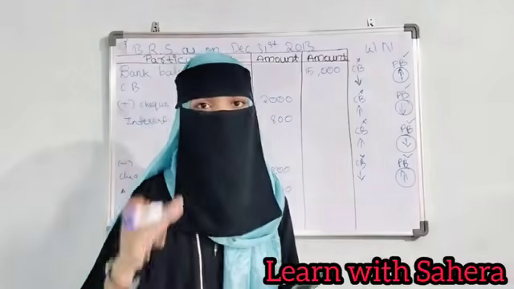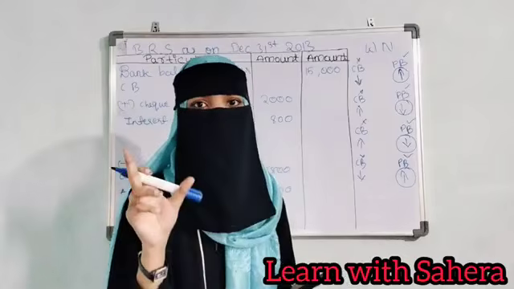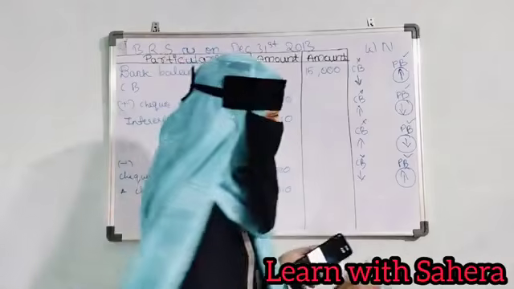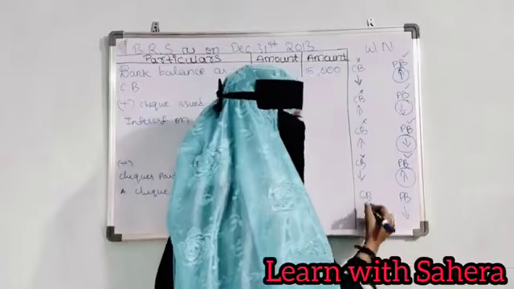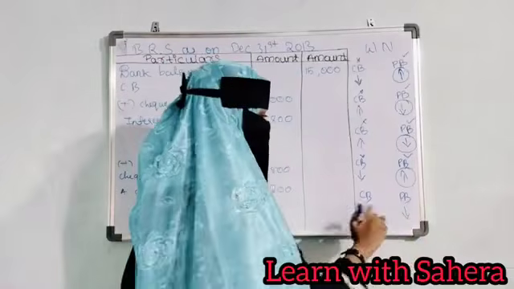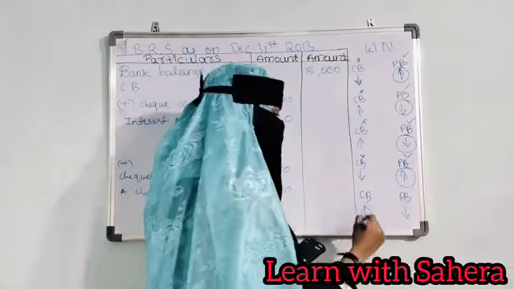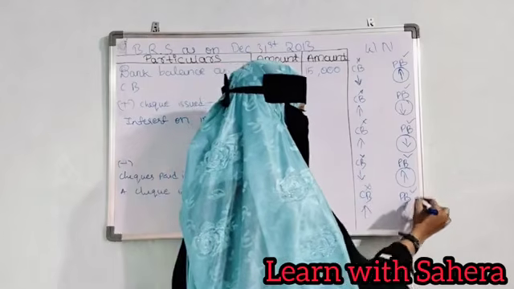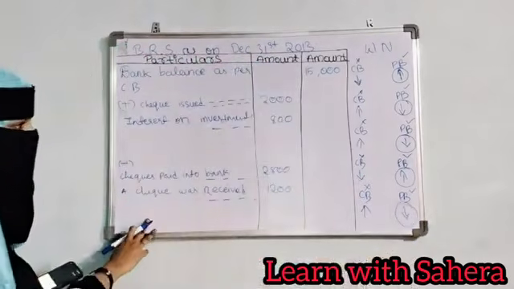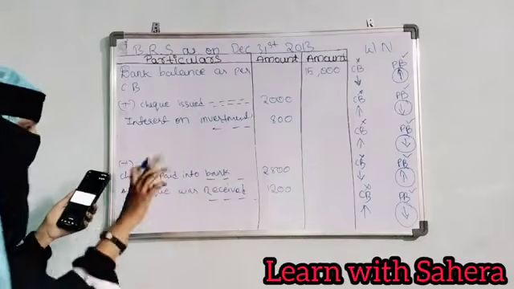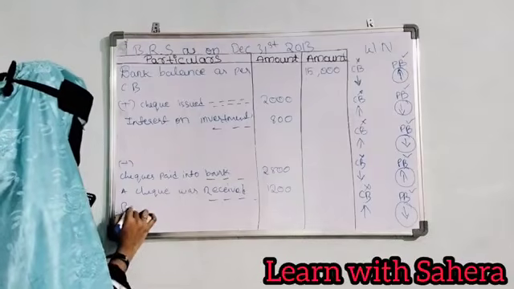Debited means what? In the passbook, what is the debit side? Debit side is withdrawal, so the amount has decreased. The amount has decreased in the passbook, but we have not made any entry in the cash book. So what happened here? The amount is decreasing, so we will write bank charges here.